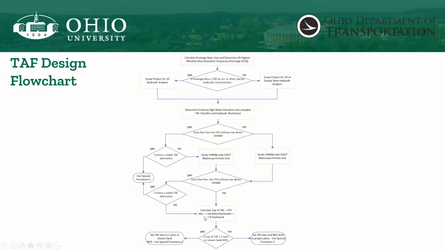Take the standard temperature discharge elevation, and then you calculate the backwater, decidable using hydraulic models, plus 1 for freeboard, and then go to here. So, is the TAF greater than a 2-year or the backfill elevations? If it's no, then set the TAF elevation at wherever it's at, and then use a special provision, which will be implemented in the future. I'll talk about it in the next couple of slides.